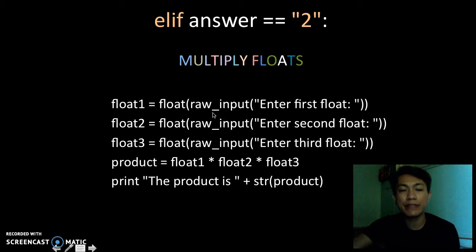It's basically the same as the first one, but we are going to be using floats here instead of int. And instead of total, we are going to be using product. And obviously, instead of the plus sign, we are going to be making use of this sign to signify multiplication. And then the print, the product is, again, it becomes a string because it becomes a part of this expression.